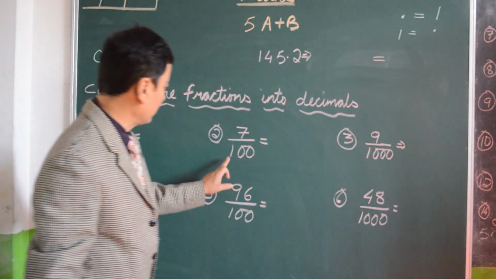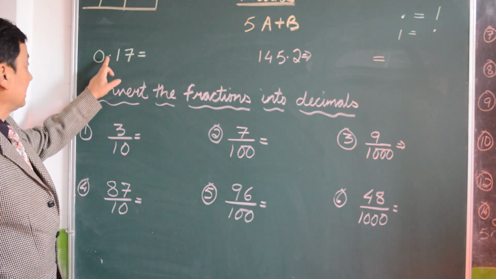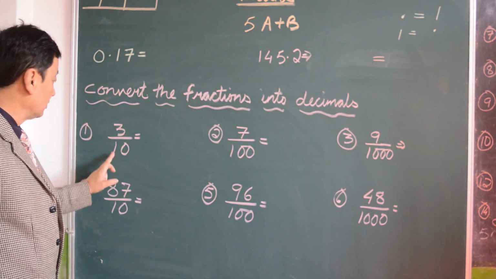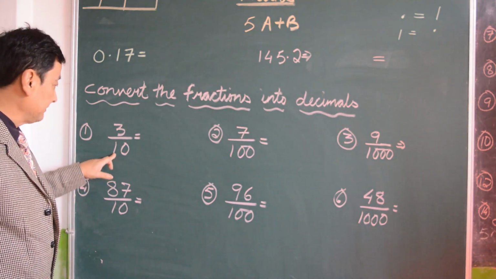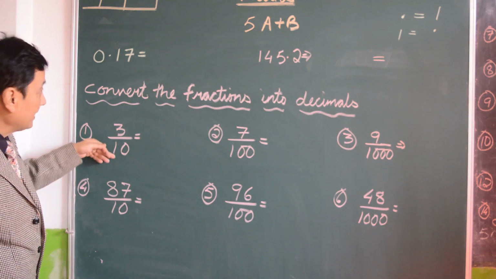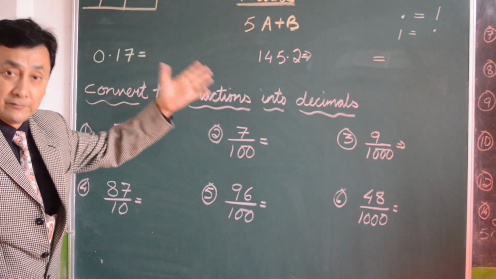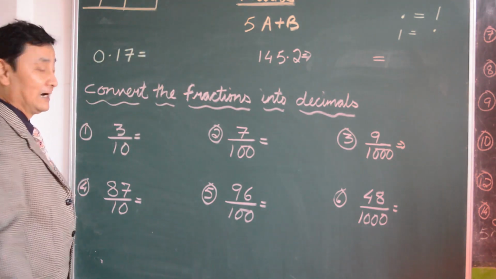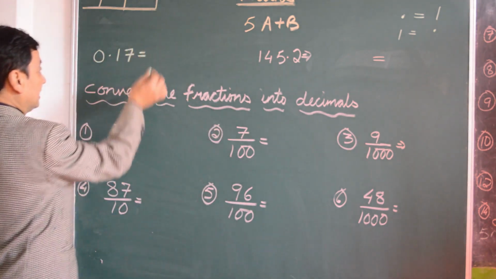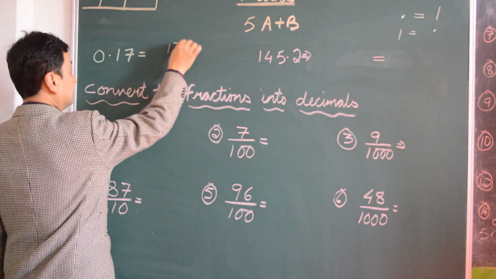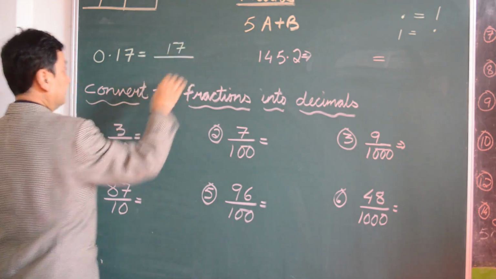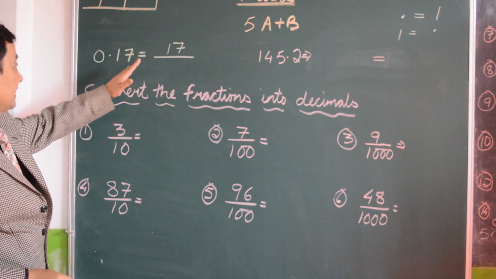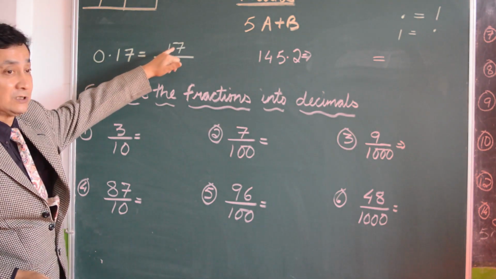Now this week we will change this one into a decimal point. Remember last time we changed the point into 1, but this time we are going to convert this 1 into a decimal point. You may not have understood, but let's try and understand now. What we did last week was we wrote the same 17. We had to convert 0.17 into a fraction, so we wrote 17.